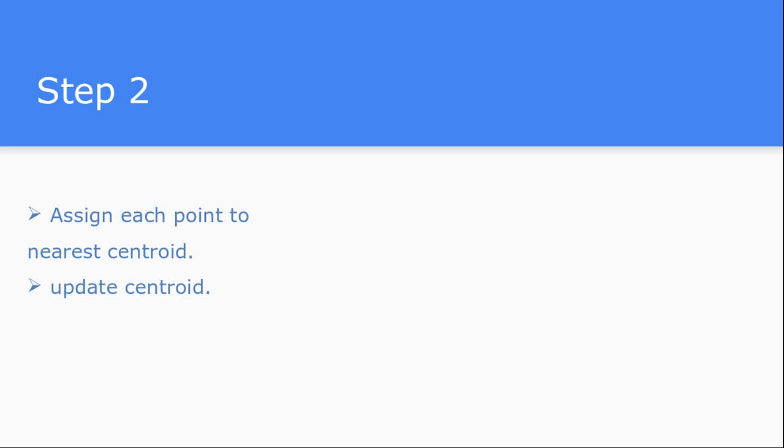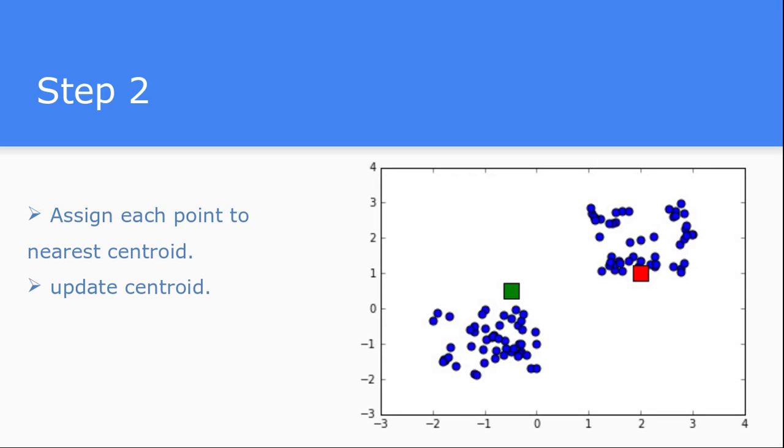After that we'll update the centroid because we have grouped the new kind of cluster. So our green point and the red point will be updated based on the nearest points. Earlier the green point was here and the red point was here. Now they are moving a little bit closer to the particular cluster. Now this is all an iterative algorithm, so let's try to iterate it one more time.